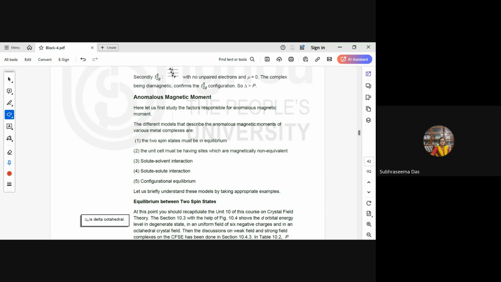Then coming to anomalous magnetic moment. There are various factors that give rise to anomalous magnetic moment within the complexes. They are: if the two spin states are in equilibrium, if the unit cells have sites that are magnetically non-equivalent, if there is a possibility of solute-solvent interaction, if there is solute-solute interaction, and if there is configurational equilibrium. These are the cases which give rise to an anomalous magnetic moment inside the complexes.